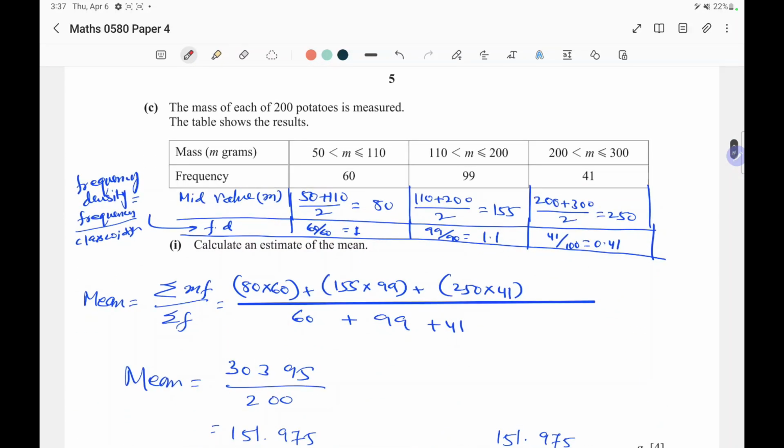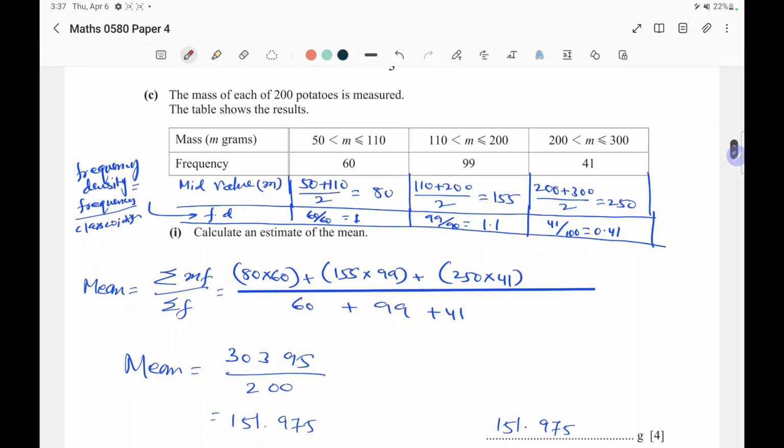Okay, now come to the C part. The C part says the mass of each of 200 potatoes is measured. The table shows the results, the mass m grams. Here it's already mentioned, the frequency is mentioned. I found the mid value of this class. This is called a class also, guys. The mid value of this class I have represented by small m, and this is f dot d, that's frequency density, frequency over class width. I will tell you where to use this result, and like this row and this row.